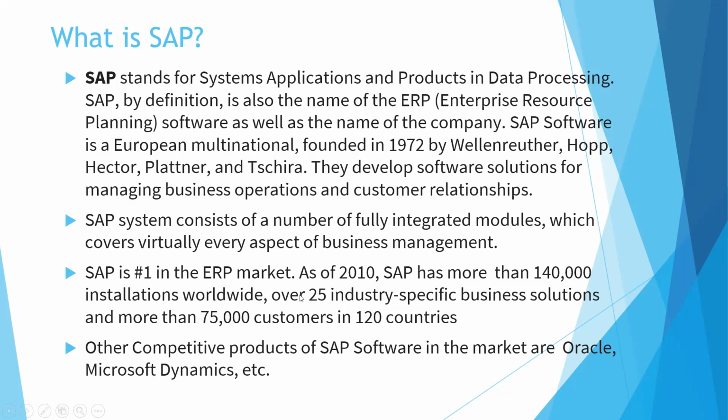That's why SAP became number one in the market. Other competitive products for SAP are Oracle and Microsoft Dynamics. Maybe Oracle might buy SAP, or SAP might merge with Oracle, or SAP might buy Microsoft Dynamics, or Microsoft might buy SAP. So these are the three big fishes in the market providing software for different manufacturing companies.